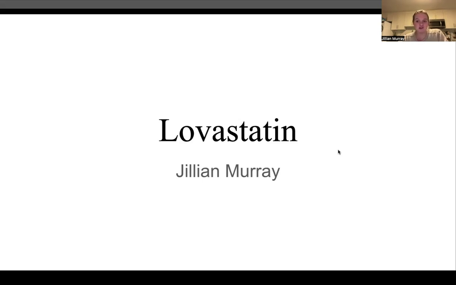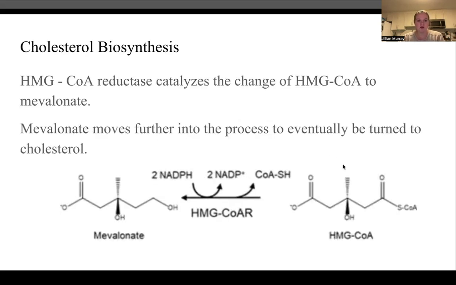So physicians prescribe these drugs. It's very common, especially in older people, to be on these drugs. Just a little bit of background about how cholesterol is synthesized. Cholesterol is synthesized through a whole pathway called cholesterol biosynthesis, but statin drugs focus on interfering with one step in that pathway. So on this slide, I'm going to focus on that one step.